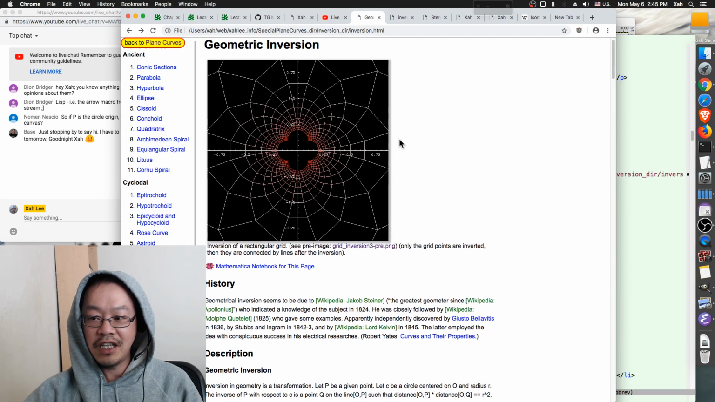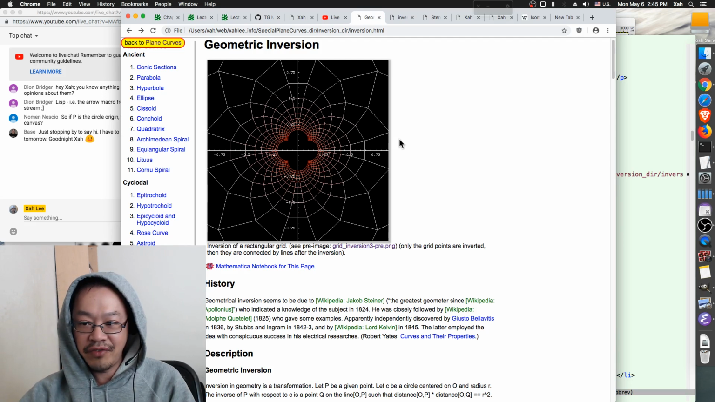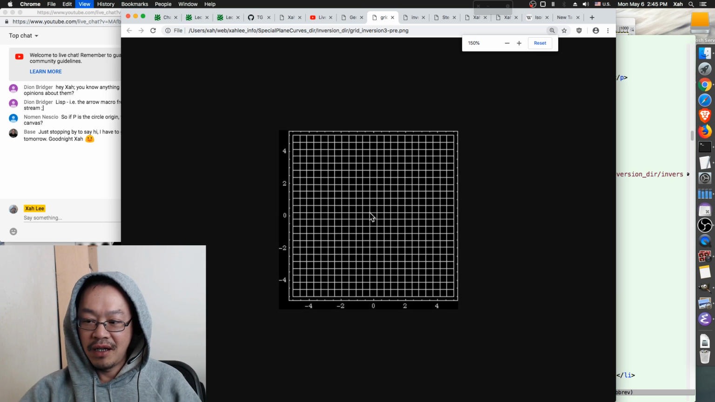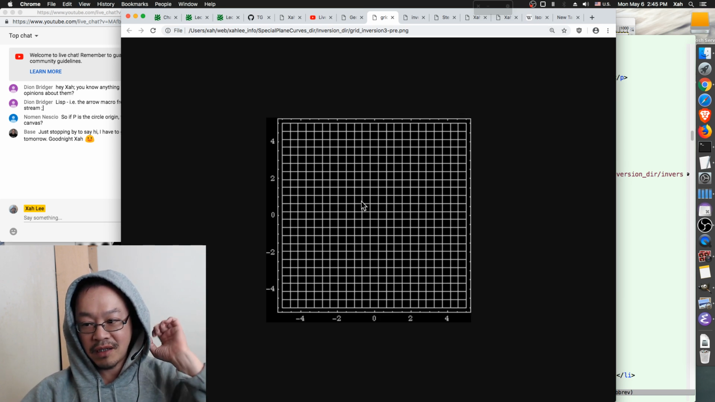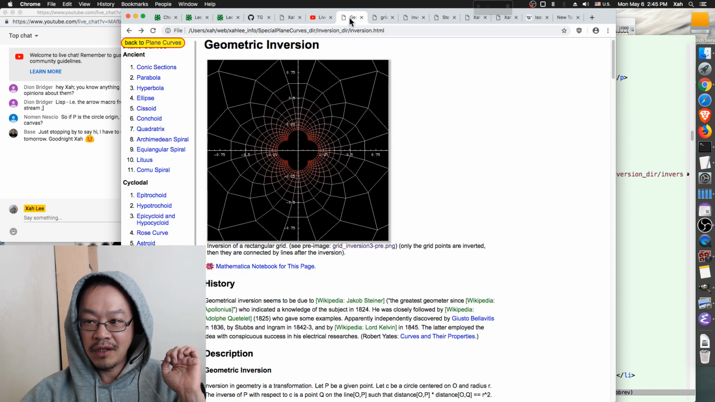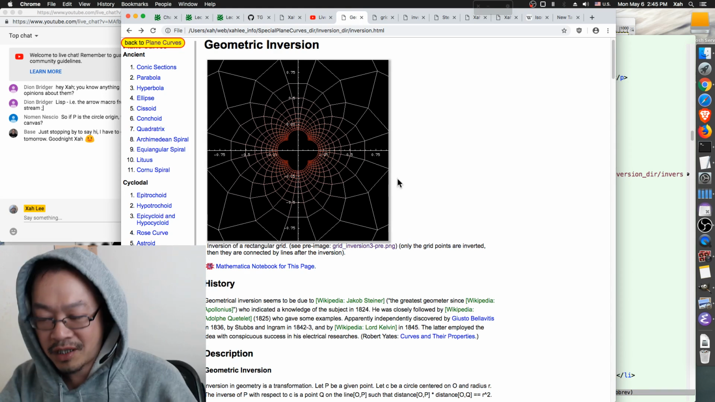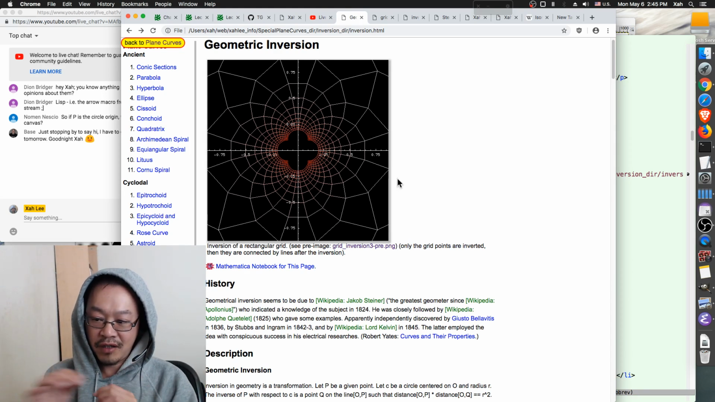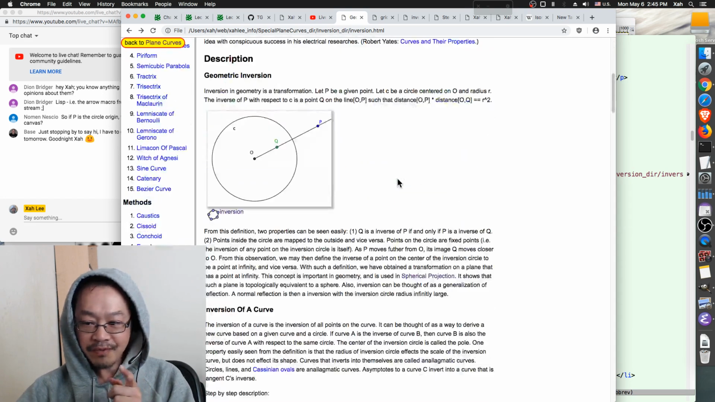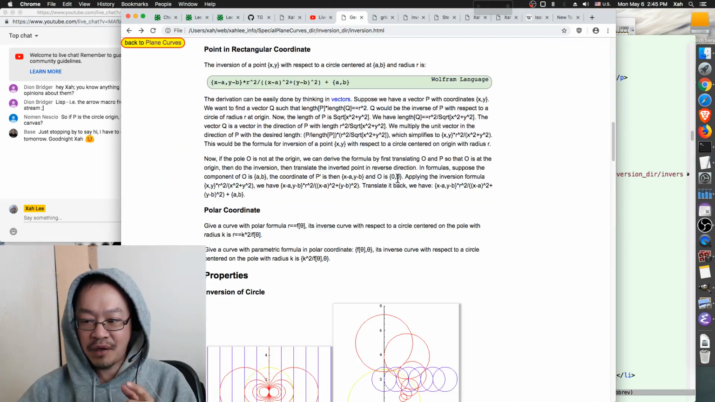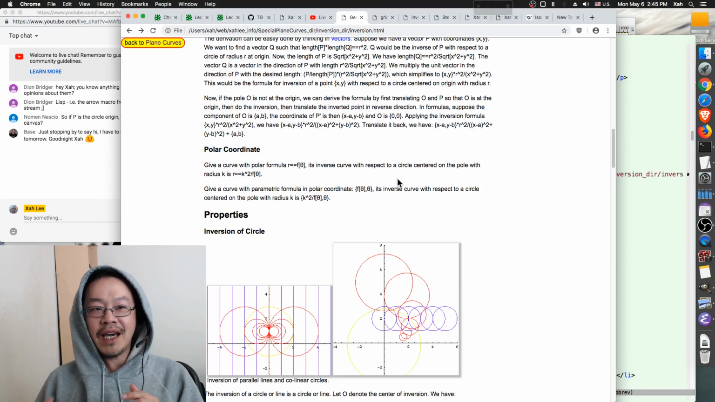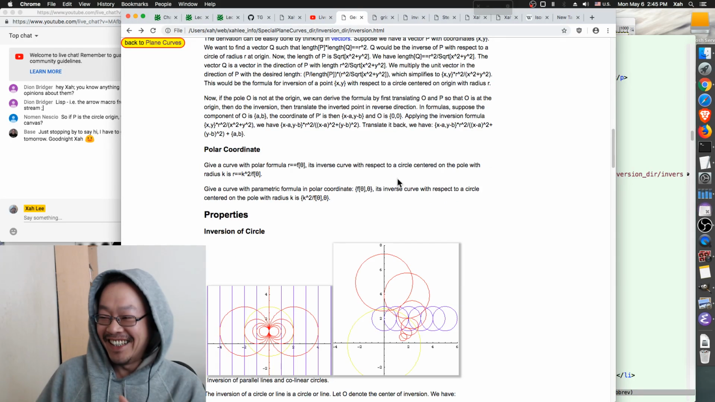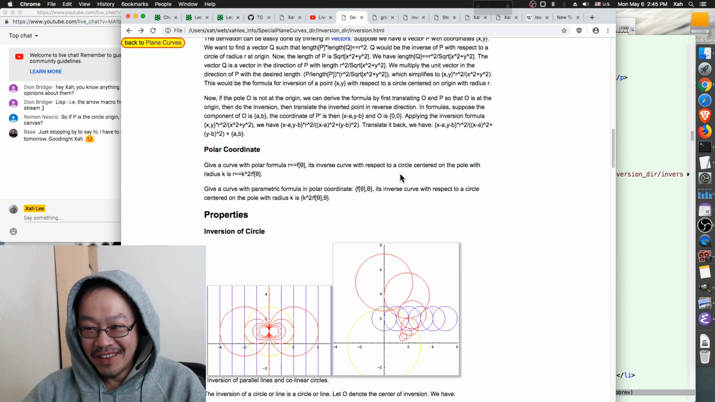Geometric inversion is not distance preserving, obviously, because if you look at the grid, after the transformation the points between the squares are not the same distance anymore. Some become further apart, some become closer together. However, there's an extremely curious and important property: they are angle preserving.